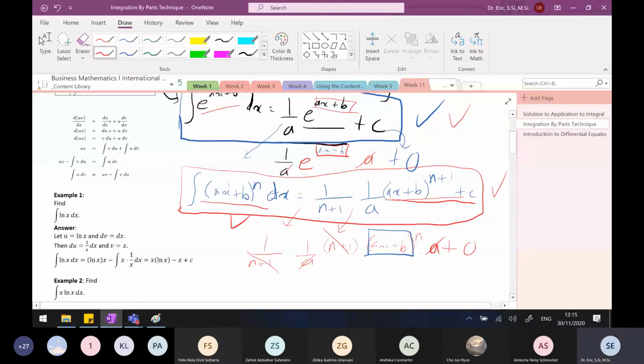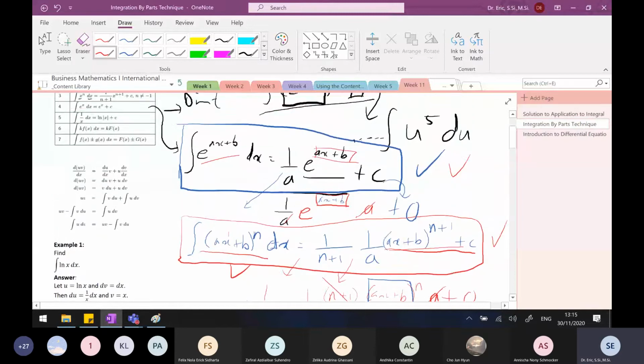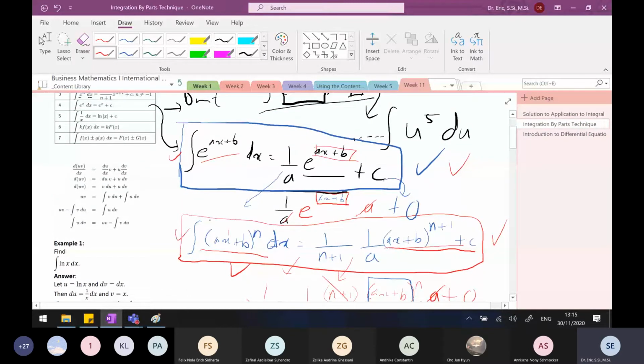So the antiderivative of (ax plus b) to the power of n is 1 over n plus 1 times 1 over a times (ax plus b) to the power of n plus 1, plus a constant. You can memorize these two formulas, or you can use the substitution method to prove this formula.